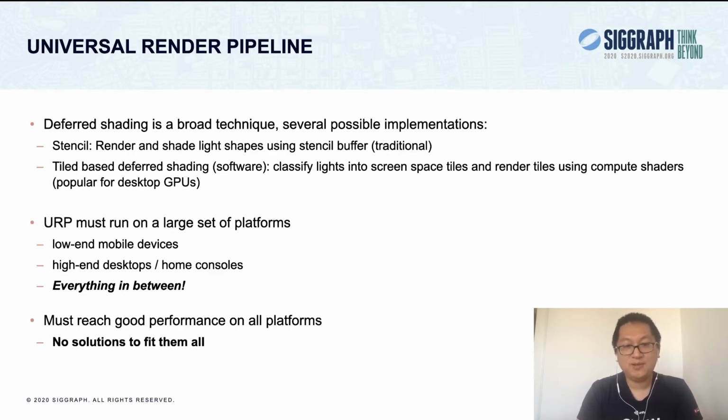Deferred shading is a very broad technique. There are several possible implementations, but the two main ones are stencil-based or tile-based. Stencil just renders the light shape into the stencil buffer, whereas the tile-based deferred shading approach classifies lights into screen space tiles and then renders the tiles using compute shaders. It's very popular right now with desktop GPUs and home consoles.